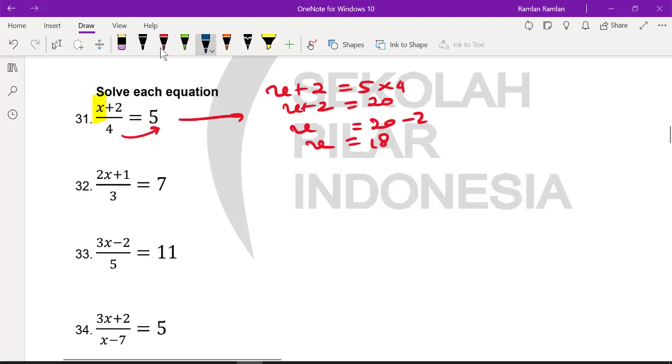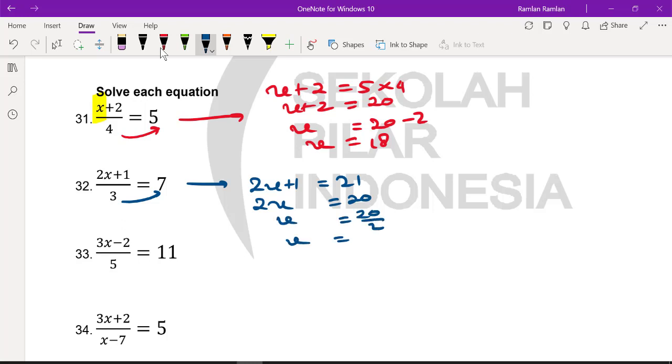Okay, the same thing with number 32. In here we're multiplying both sides by 3. There'll be 2x + 1 = 3 times 7, which is 21, right? And then subtract both sides by 1. There'll be 2x = 21 - 1, which is 20. And then divide both sides by 2, and x is just equal to 10, right?